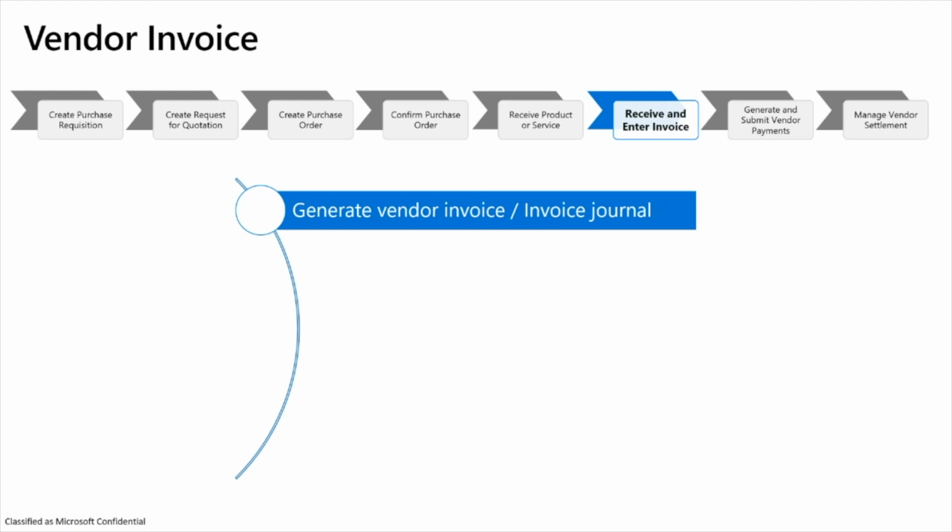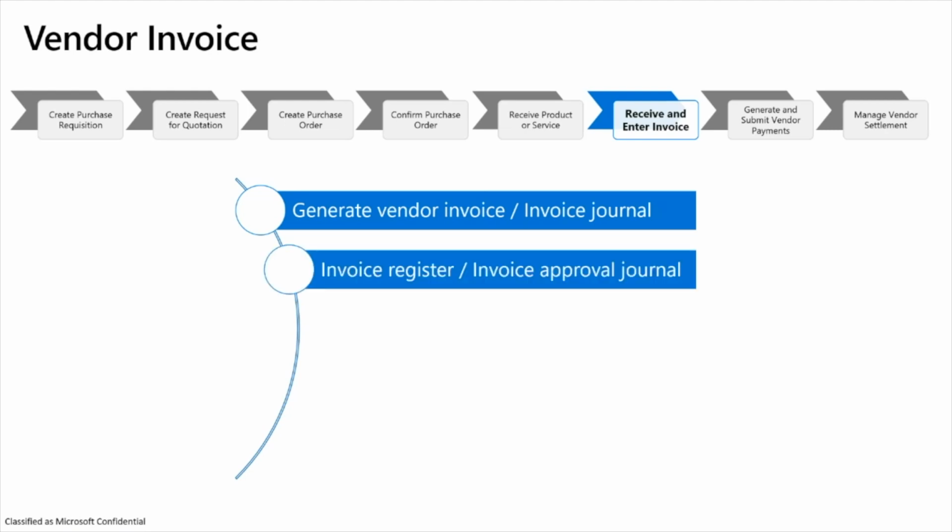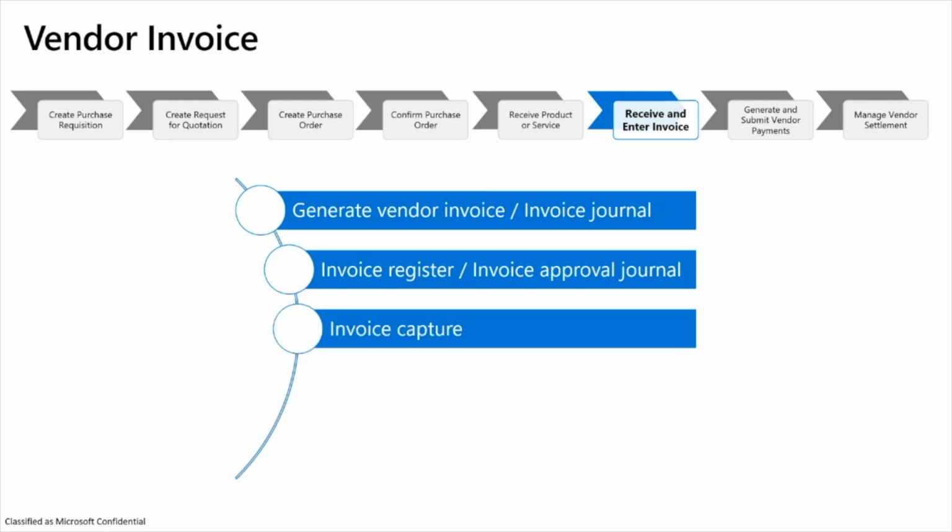There are several ways to enter the vendor invoice. The vendor invoice register lets you quickly enter invoices that don't reference a purchase order so that you can accrue the expenses. By using the vendor invoice approval journal, you can select those invoices and post them to the vendor balance to reverse the accrual. There are also invoice capture solutions that automatically create vendor invoices from digital invoice images.